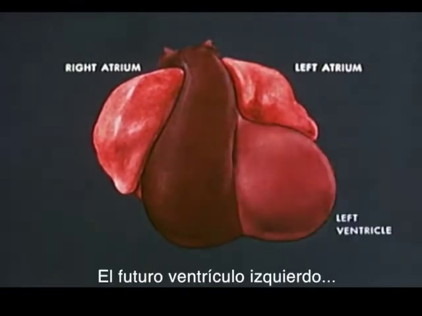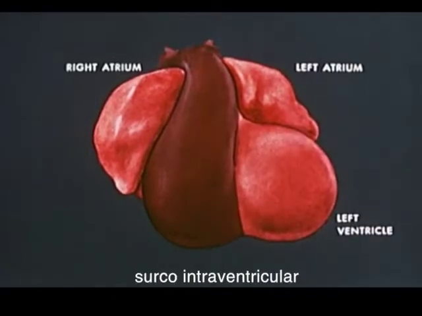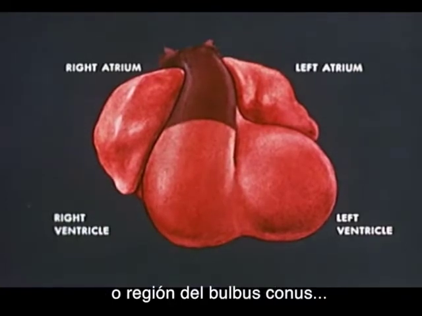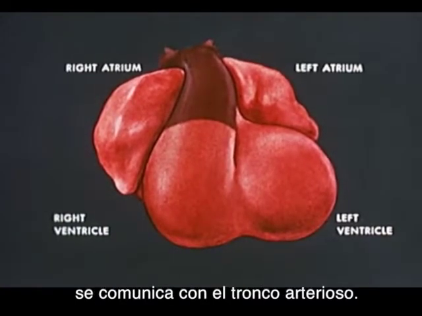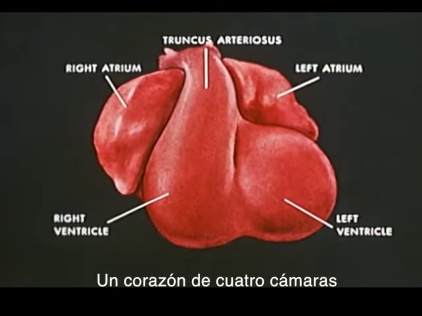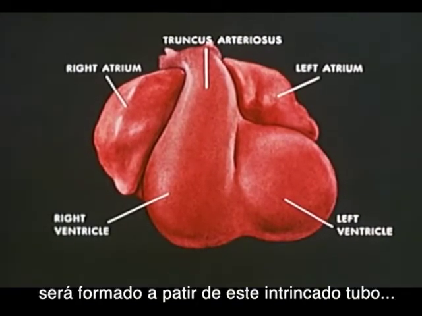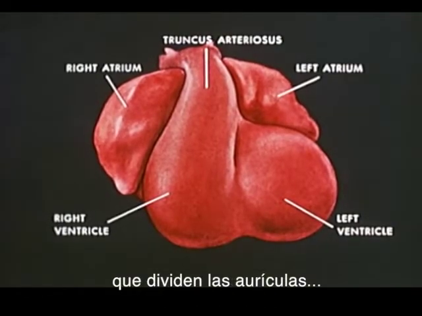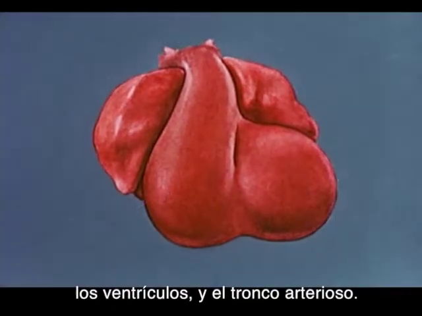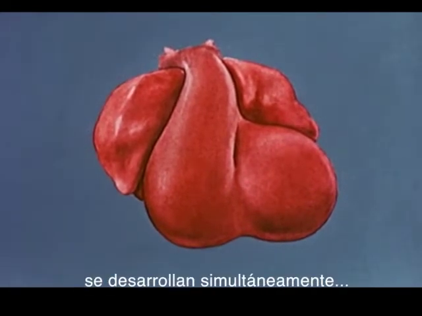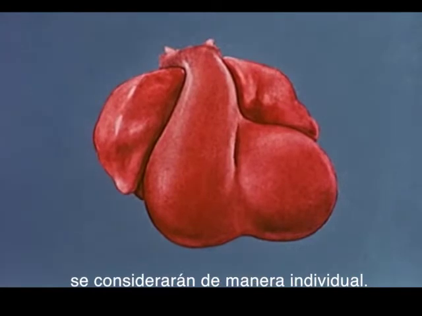The future left ventricle lies to the left of the interventricular groove, and the embryonic right ventricular or bulboconus region communicates with the truncus arteriosus. A four-chambered heart is formed from this convoluted tube by the development of three septa, partitioning the atria, the ventricles, and the truncus arteriosus. Although these septa develop simultaneously, they will be considered individually.